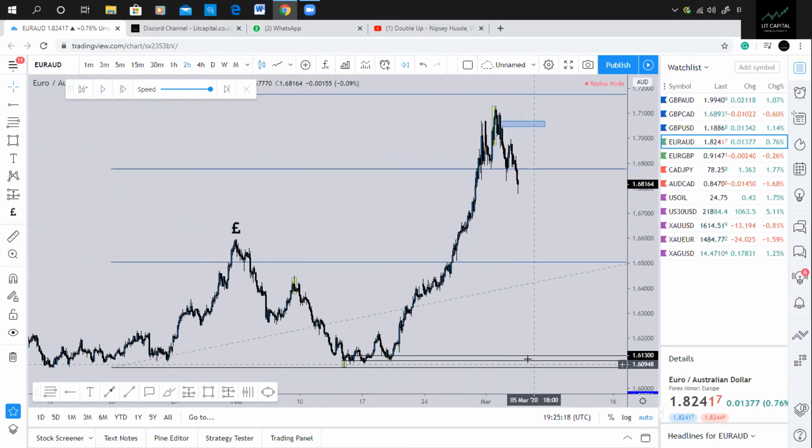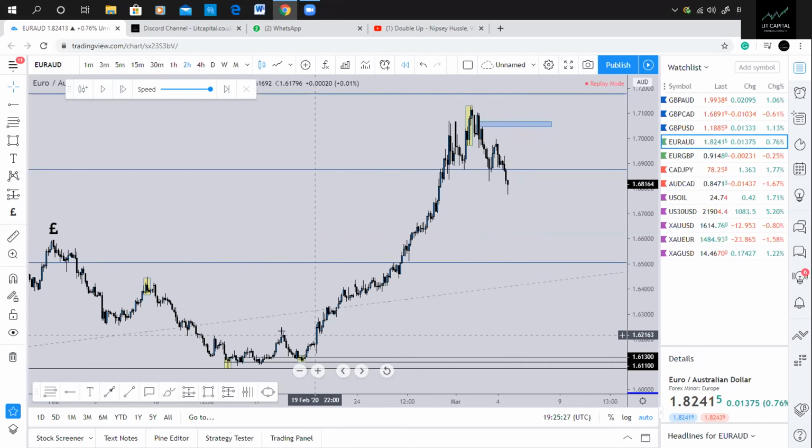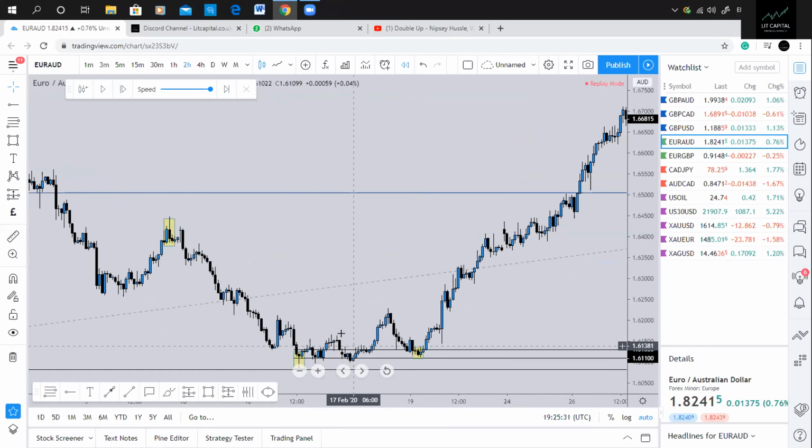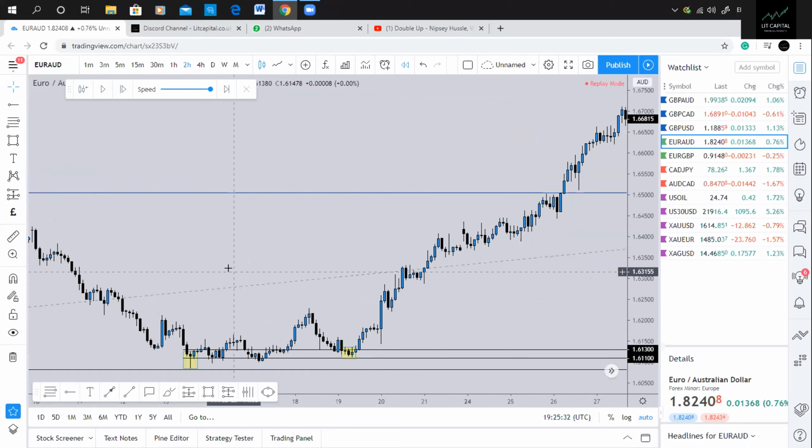Yeah, I've got a question. Hit me. You see where you marked your institutional candle, where you mark the top and 50%? Did you do that on a lower time frame?